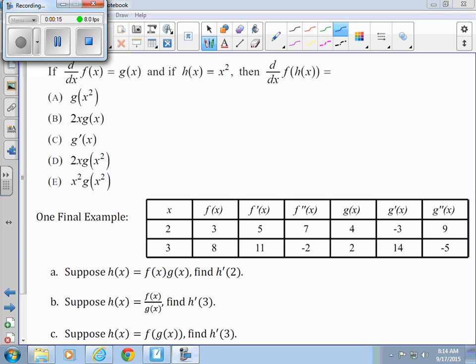g of x, so they're just trying to trick us there. So I really have g of x squared. Does everyone agree that's really what that is? And so what's the derivative of g of x squared?